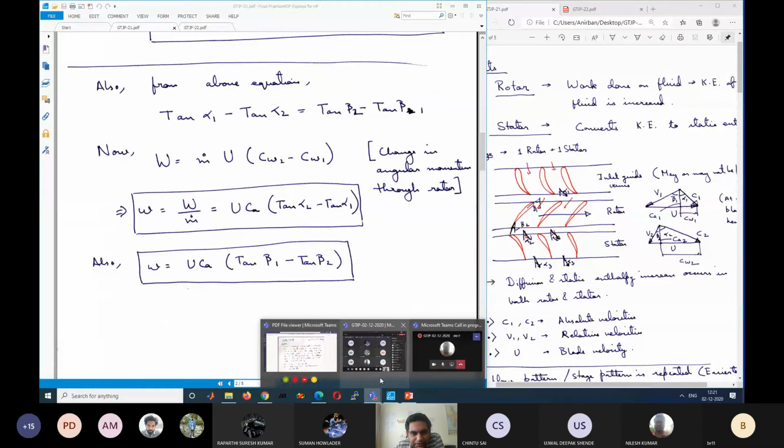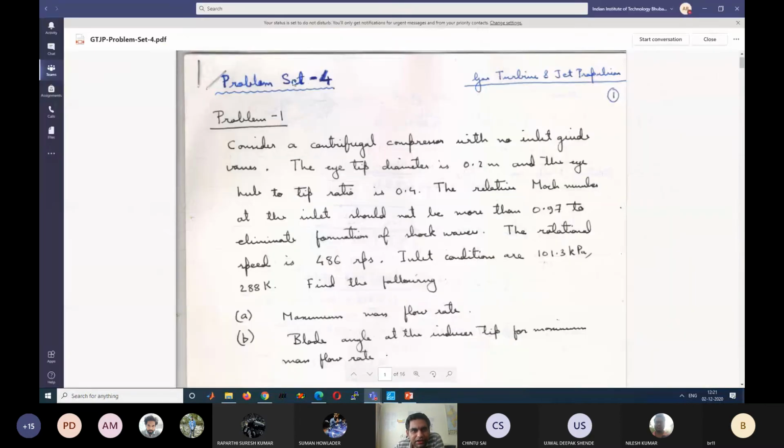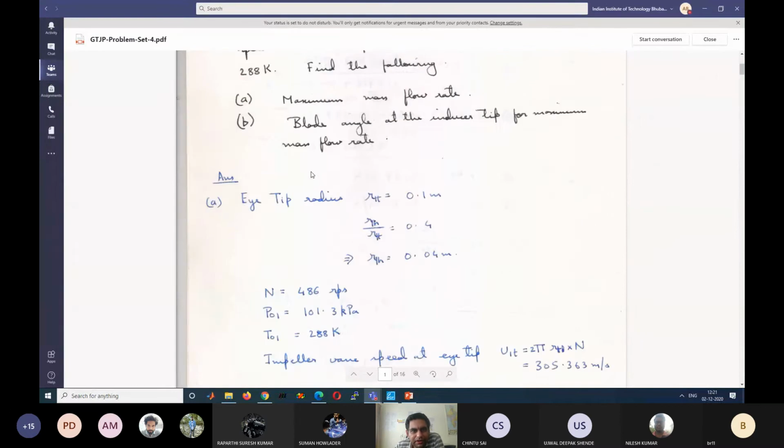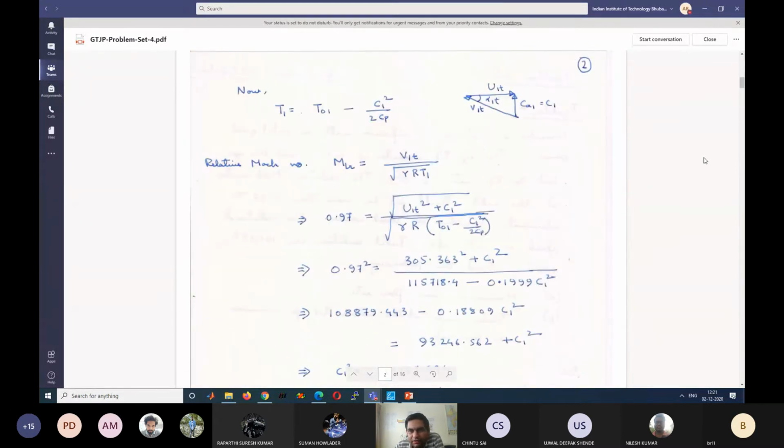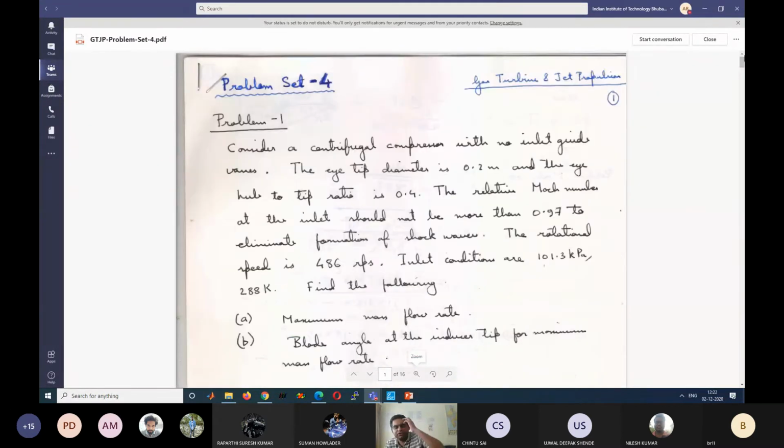So go through these problems for the centrifugal compressor in problem set 4, problem 1. I have uploaded this already. For this exam, you have to go through problem set 2, problem set 3 and 3A, problem set 4, and problem set 5. Problem set 5 I will upload by the end of this weekend. So there are a lot of problems this time.